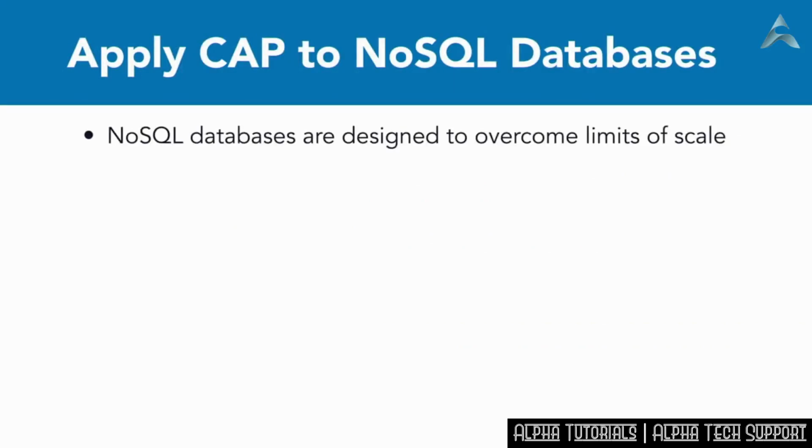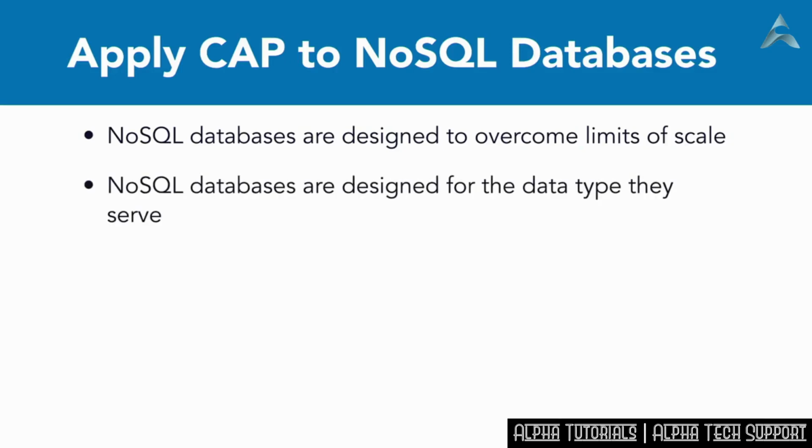NoSQL databases that we've been discussing are designed to overcome the limits of scale. And of course, having the C, or the transactional capability, slows databases down. So they're generally AP, available and partitionable. And they're designed for the types of data they serve, whether it's some kind of file or some kind of document or something else.